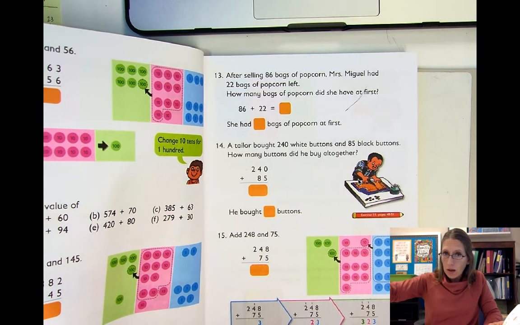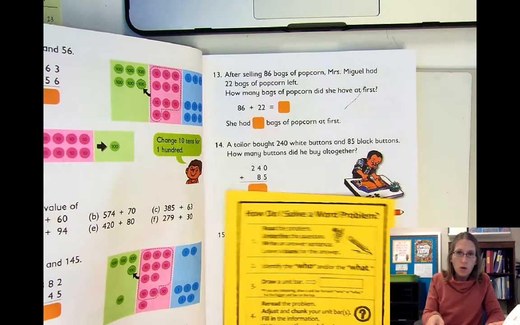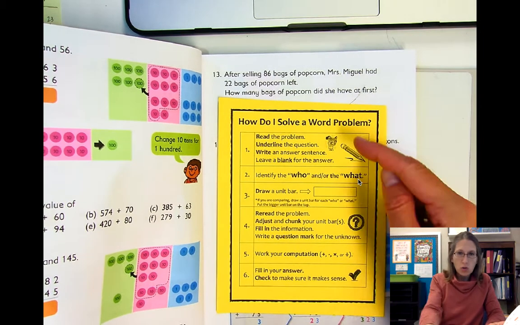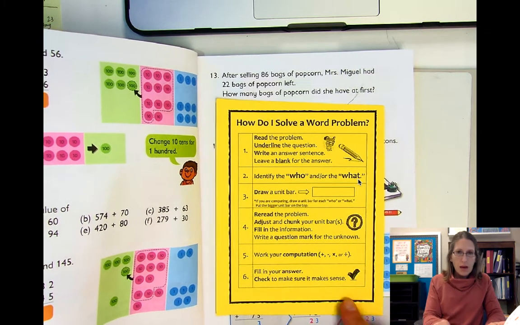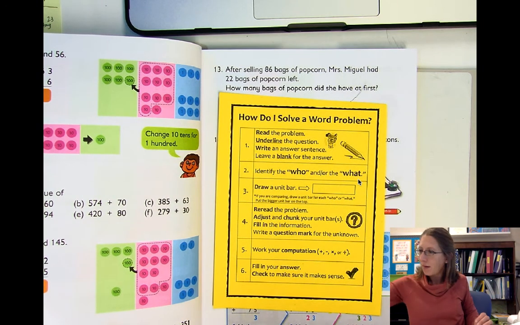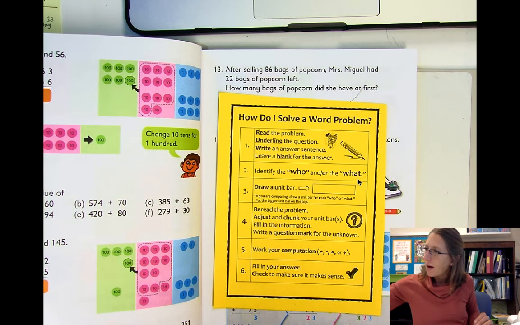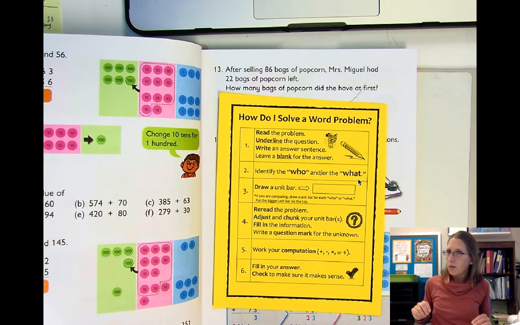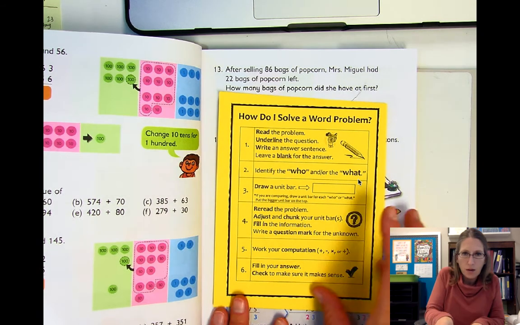So what I'd like you to do is to use your paper, try to do all the steps, and then you can go ahead and check your work by looking at my paper, at Miss Taylor's paper, to see if you figured out how many buttons this tailor bought.